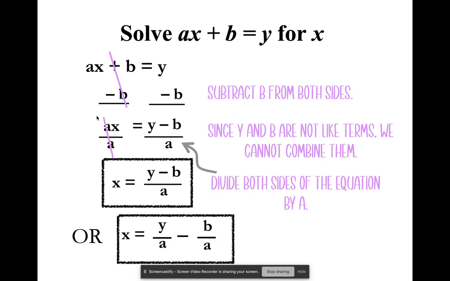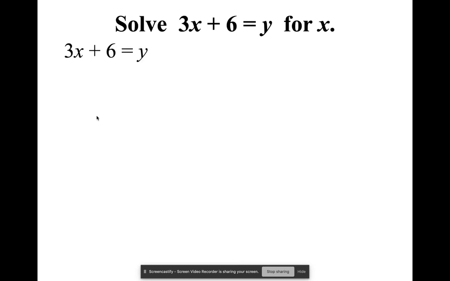Both of these answers are totally correct. You could leave it as the one big fraction, or you could separate it into two smaller fractions. Here's our last example. At this time, I want you to pause the video, try to see if you can solve for the variable x on your own, then unpause the video and see if your solution matches mine.